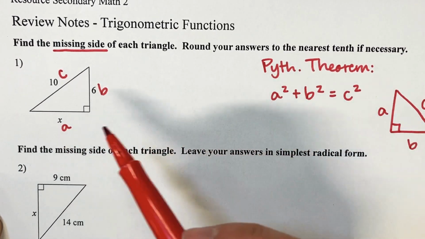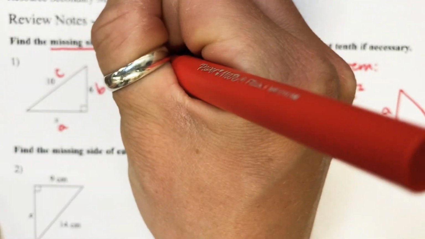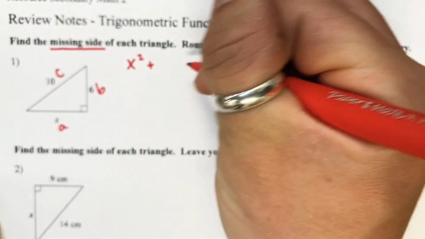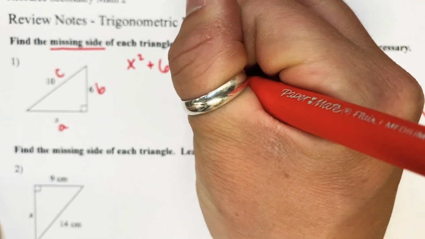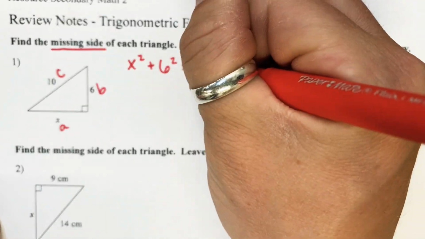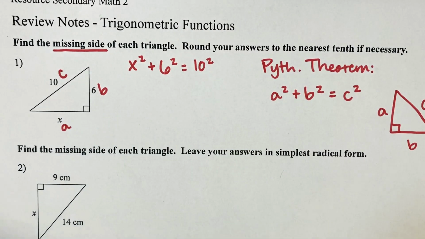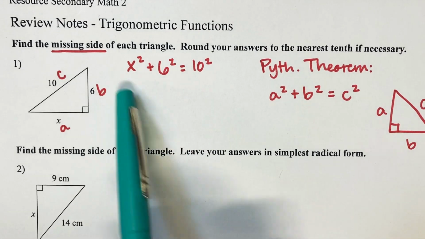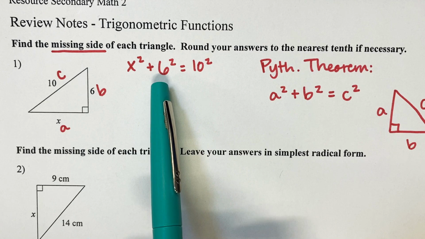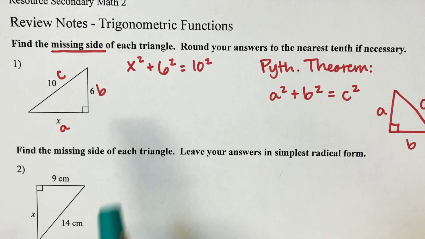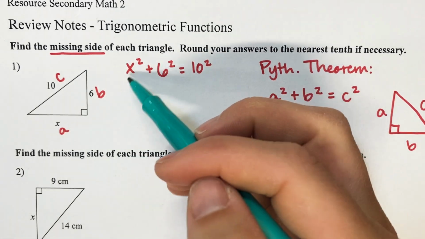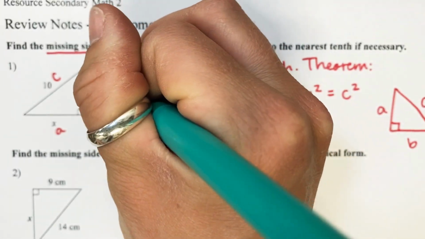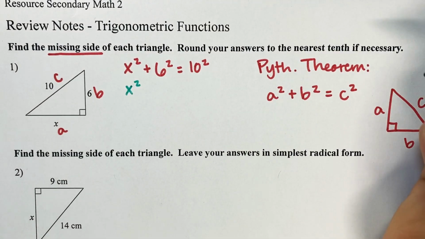First, a squared. We labeled x as a, so x squared, plus b squared, my b is 6, so 6 squared, equals c squared, my c is 10, so 10 squared. Now in order to solve for x, let's do some simplifying, because we know what 6 squared, or 6 times 6, and 10 times 10 are. But we don't know what x is, so we can't simplify x. That one has to stay x squared.